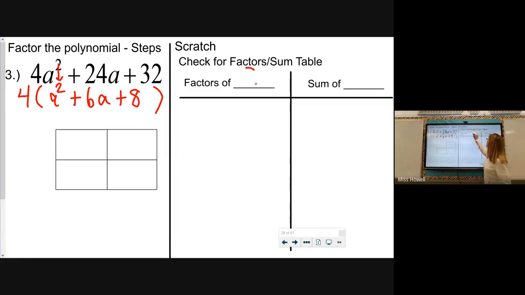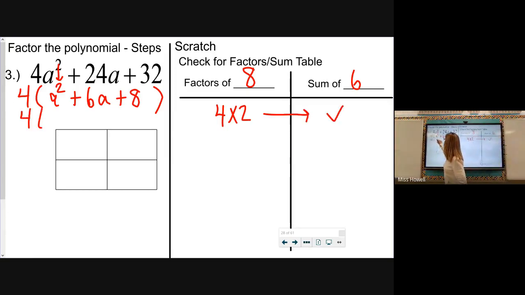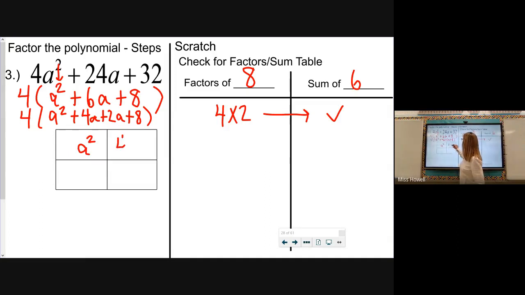We need factors of 8 that maybe give us a 6. Well, 4 and 2 here, that's a magic combo that works for us. So we can go further. This is going to be a 4 times a squared plus 4a plus 2a plus 8. All right, let's go to our chart here. A squared, 4a, 2a, and 8.